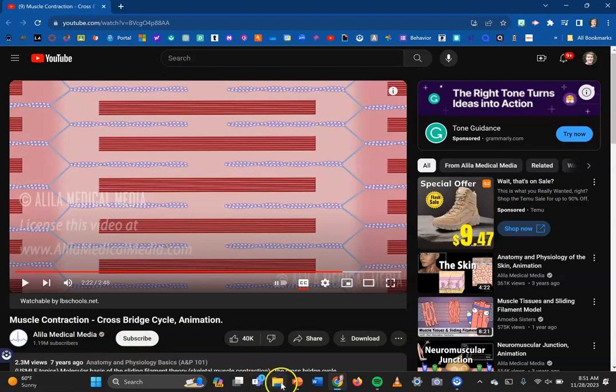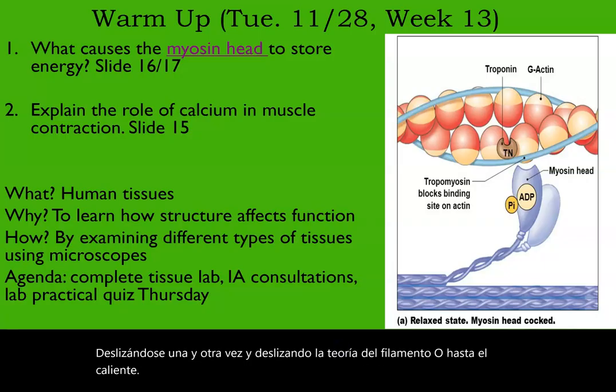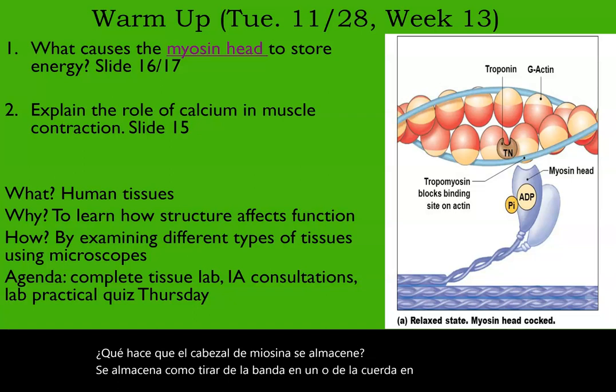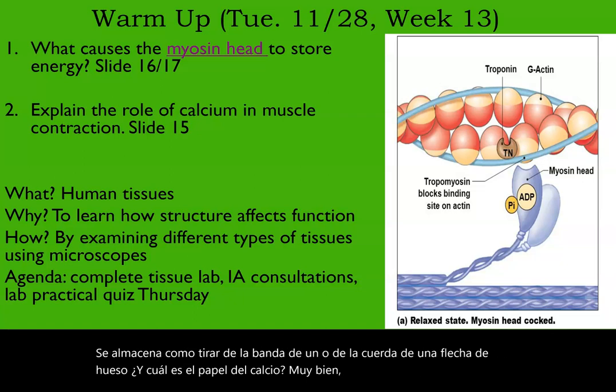So, as far as the warm-up, what causes the myosin head to store energy? Get stored, like pulling back the string on a bow and arrow. And what's the role of calcium? All right, so work on explaining those, please.